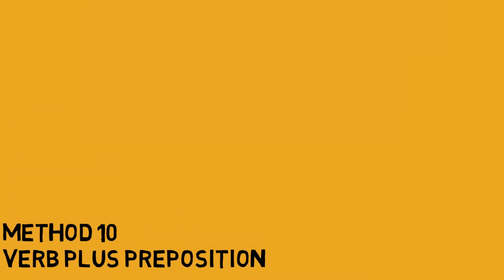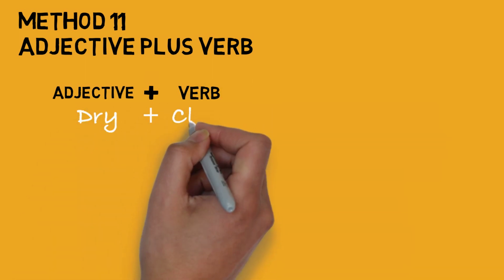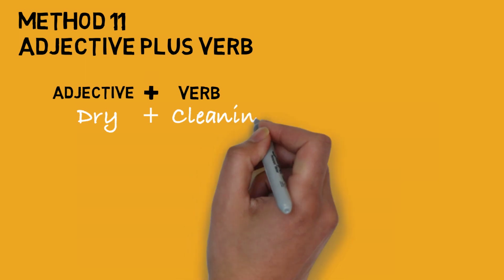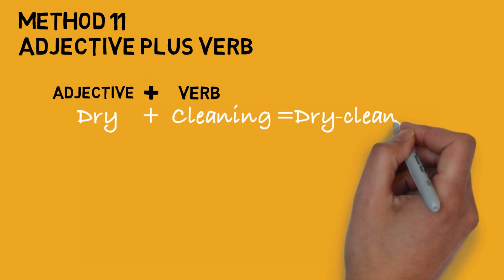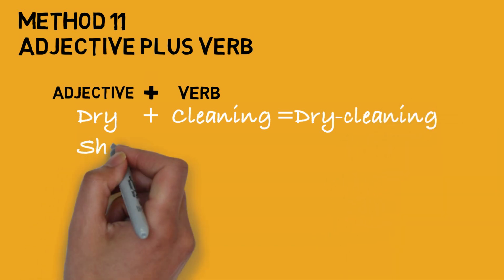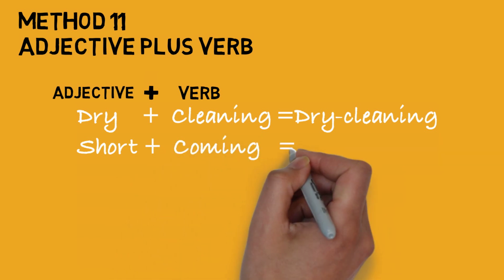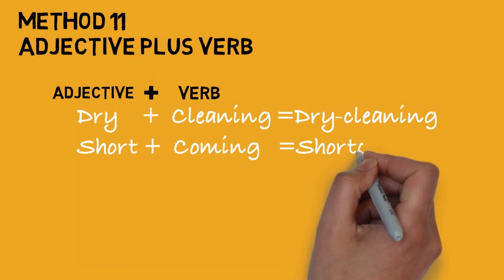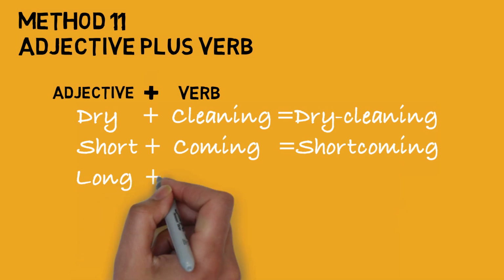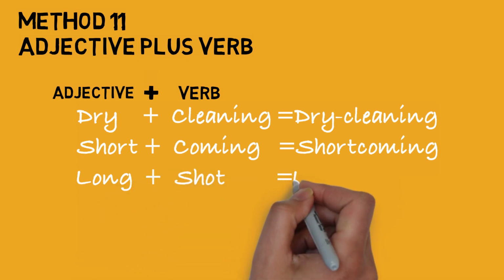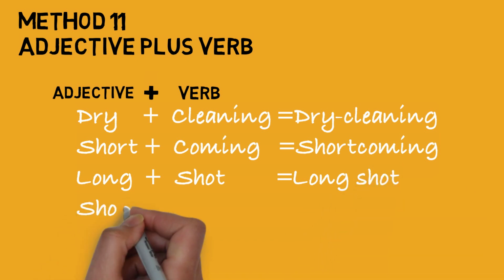And lastly, the 11th way to form compound nouns is by combining adjectives and verbs. Like dry is an adjective, cleaning is a verb, and they form a new word, dry cleaning. In the same way, short is an adjective, coming is a verb, and together they form shortcoming. Sama juga dengan long dan short. Okay, long adalah adjektif atau sifat nama dan short adalah kata kerja. Jadi bila kita combinekan long short, dia menjadi satu perkataan baru, long short.